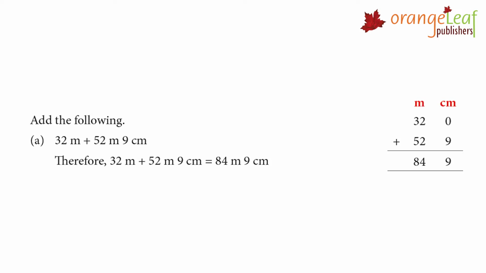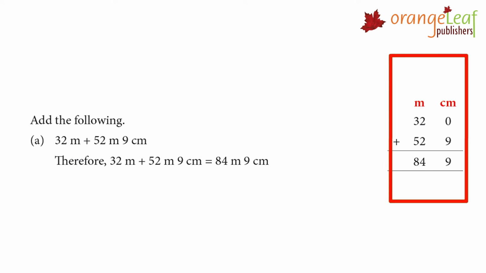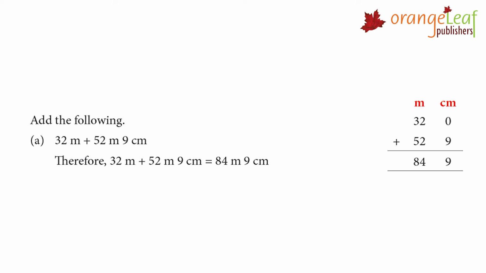Let's understand this with an example. Let's add 32 meters and 52 meters 9 centimeters. Now let's place all the numbers in the given columns according to the units of measurement, which is meters and centimeters. We place 32 and 52 in the meters column and 0 and 9 in the centimeters column. On addition, the answer is 84 meters 9 centimeters.